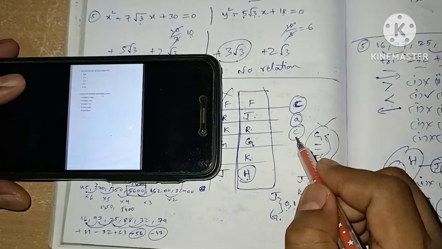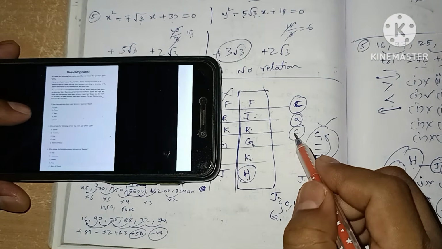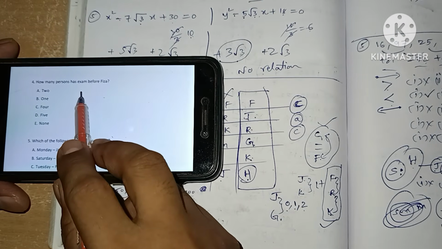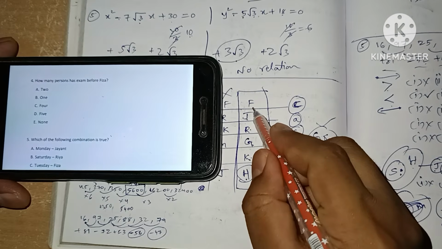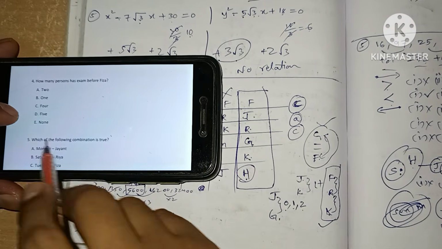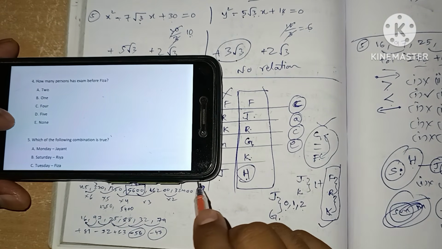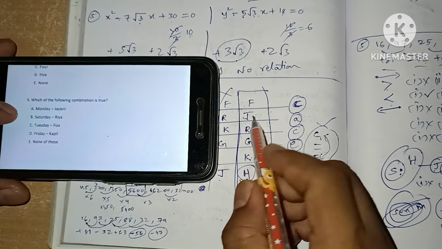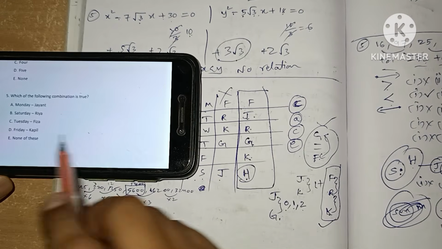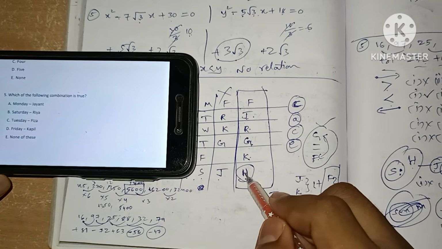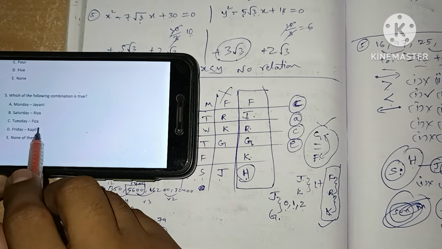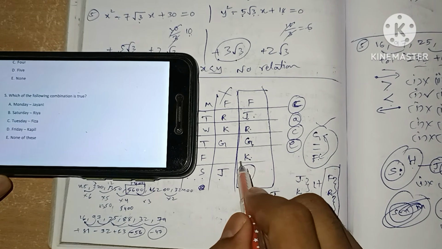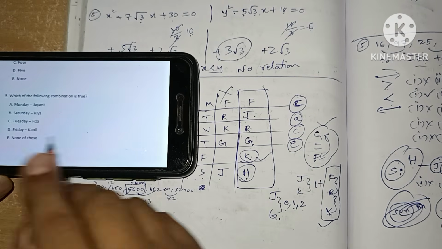Next, fourth question. How many persons have exam before Fiza? Before Fiza, there is none. Option E is our answer. Next, fifth question. Which of the following combinations is true? Monday Jayant, no. Saturday Ria, no. Tuesday Fiza, no. Friday Kapil, true. So option D is our answer.